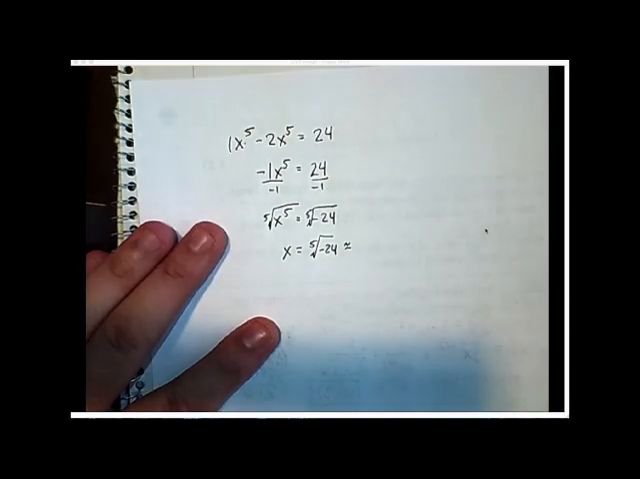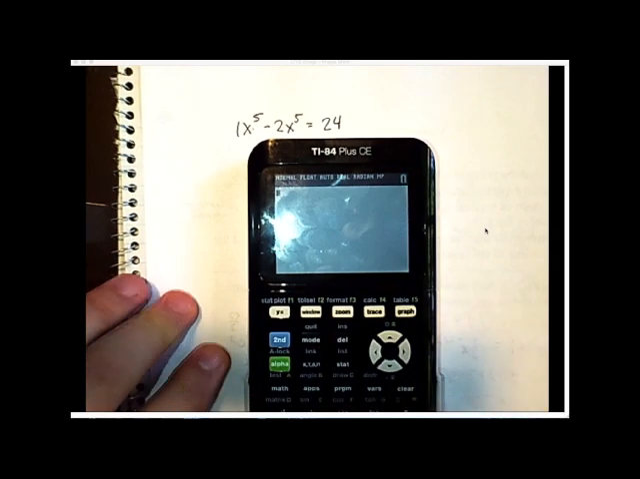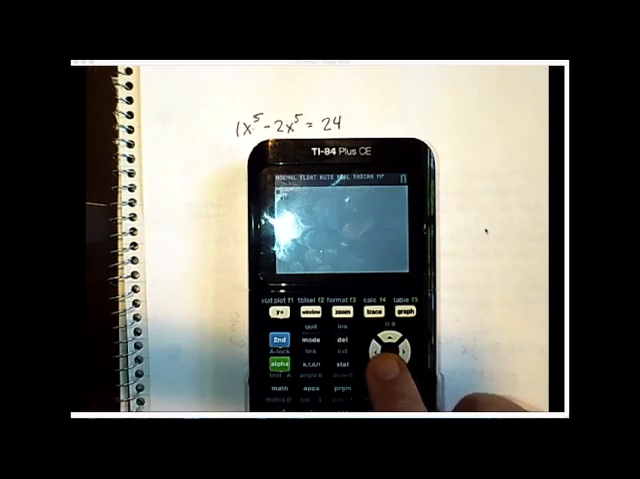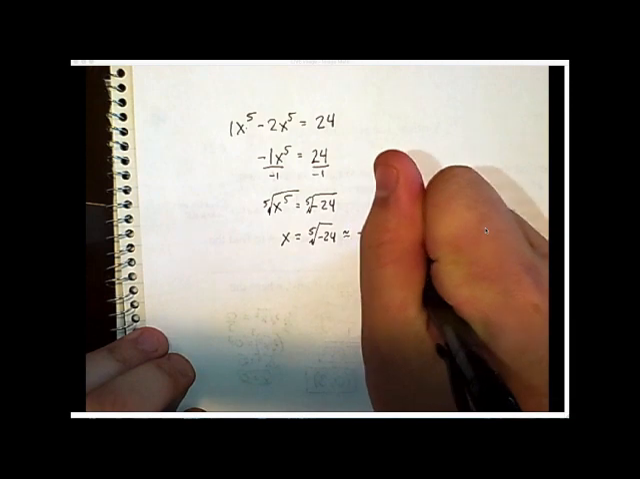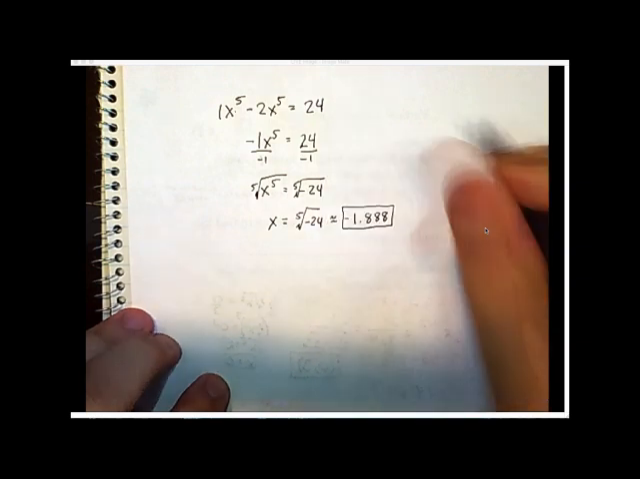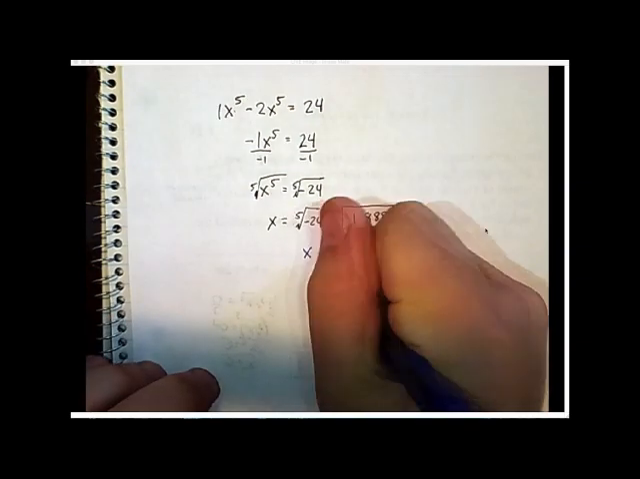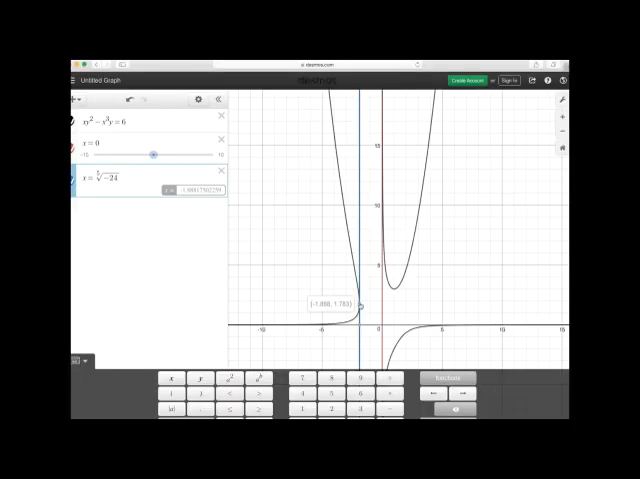And that's a decimal. The way I could do that on a calculator, go to math, go down to option 5, the 5th root of negative 24. Negative 1.888. So that was one answer, and that's the other answer. And so that's what the calculus tells me.